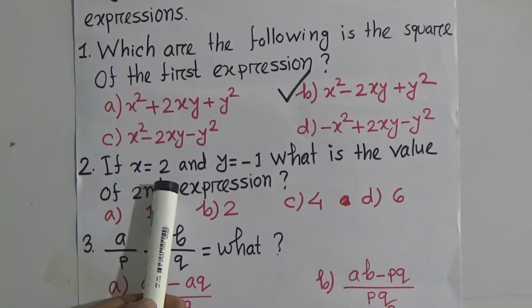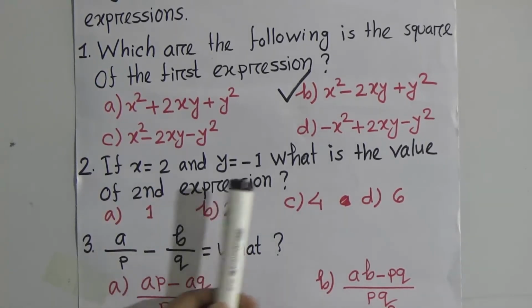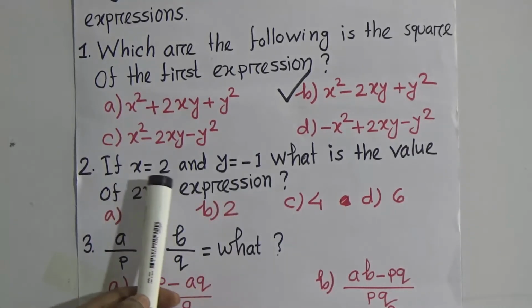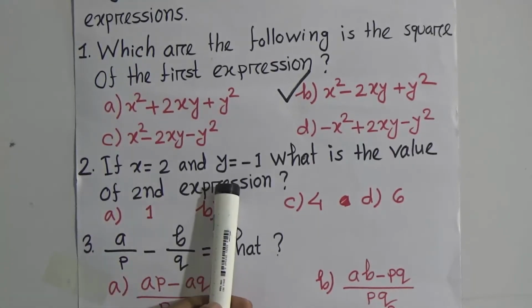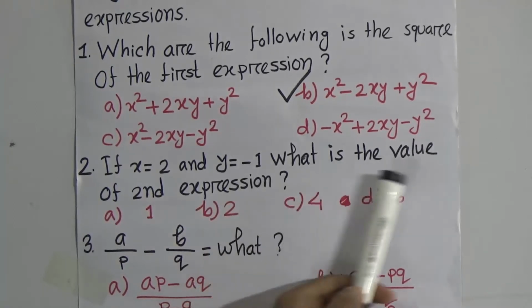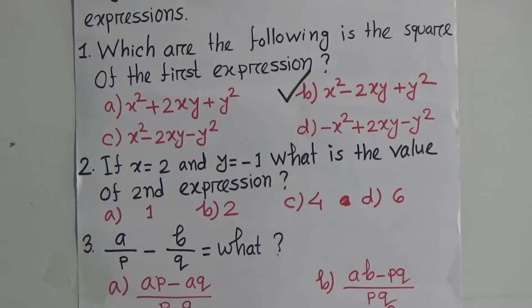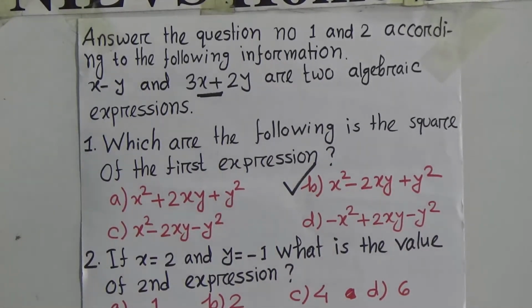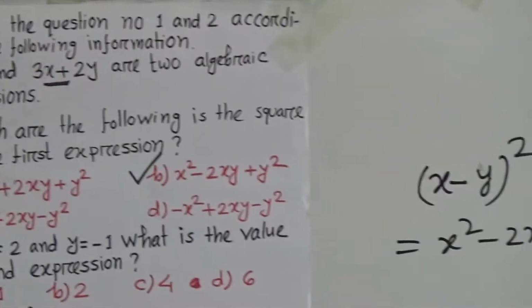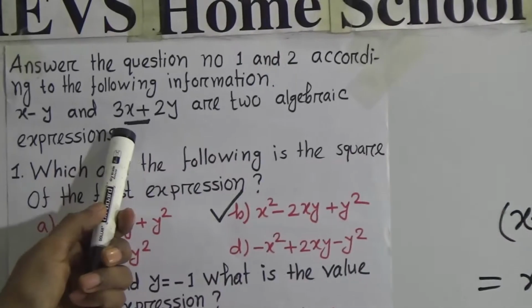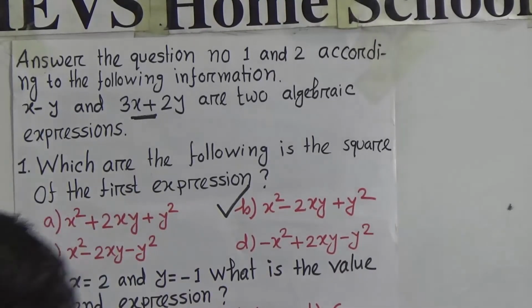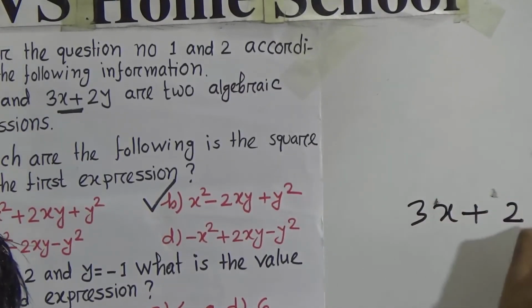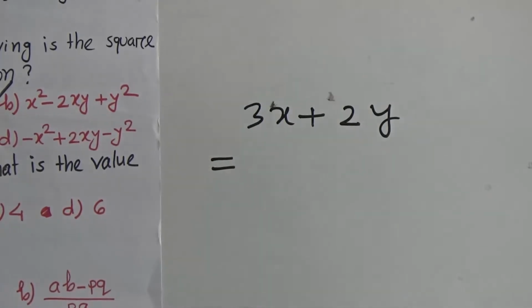If x equals 2 and y equals minus 1, what is the value of the second expression? Dear student, look properly: x equals 2 and y equals minus 1. The second expression is 3x plus 2y.